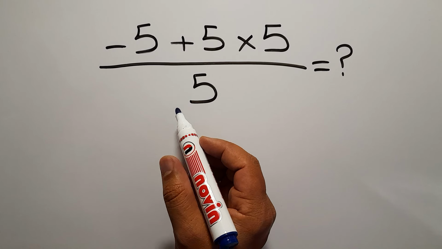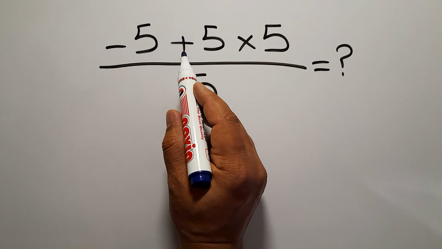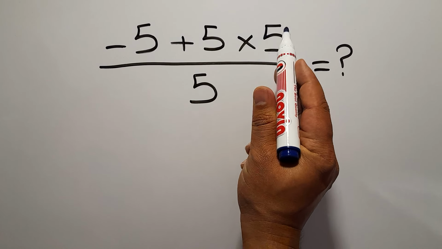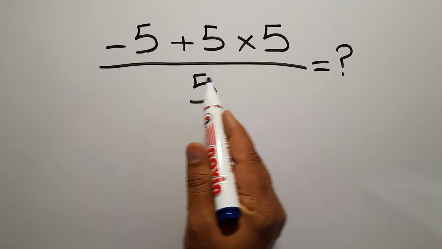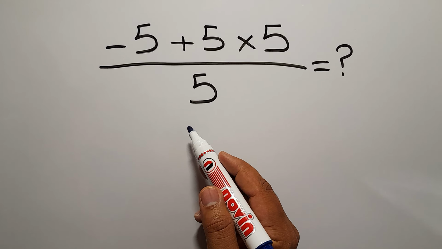In this video, we want to find the value of this fraction: -5 plus 5, then times 5, and over 5. Are you ready to solve? Let's go ahead and get started.